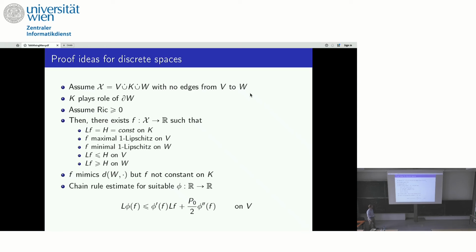Now, what we are looking for is something with constant mean curvature. So basically, we want some function F with constant Laplacian on the set K. That's the first assumption. Then we want this F to mimic the distance from K. So we want that it behaves like the distance on V and on W. And we mimic this by requiring that F is the maximal 1-Lipschitz extension of the function on K on the set V, and the minimal 1-Lipschitz extension on W. Then once you have these properties, the last two properties will follow automatically from non-negative Ricci curvature. So the Laplace estimates on V and W.